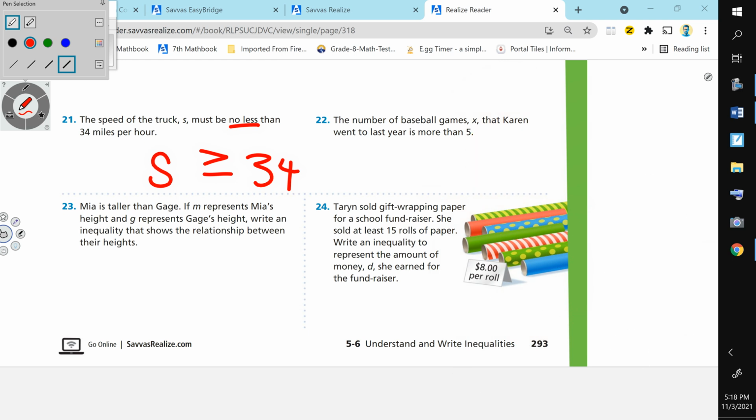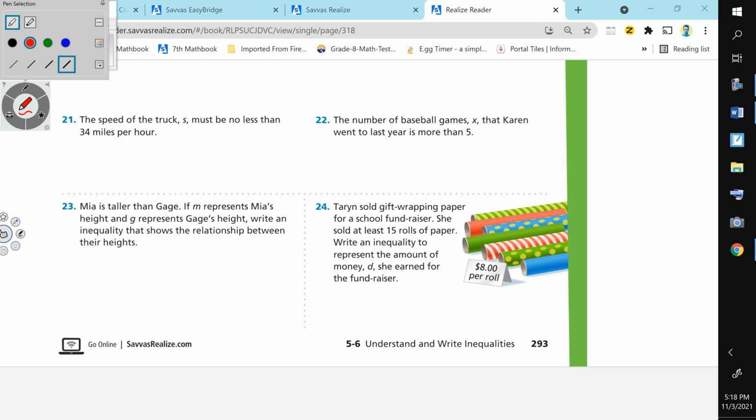22, the number of baseball games, X, is more than 5. Oh, that's easy. More than 5? Can it be equal to 5? No. It can't be equal. It has to be more. So it's going to be just greater than 5. Boom. We're done. That was an easy one. And then the last two.